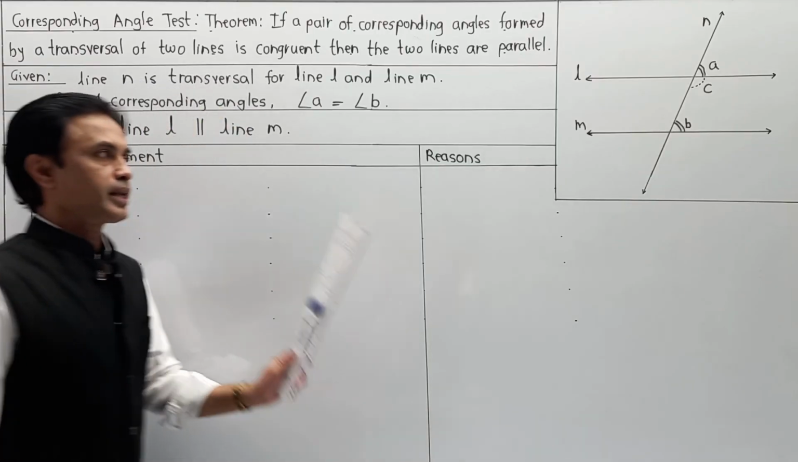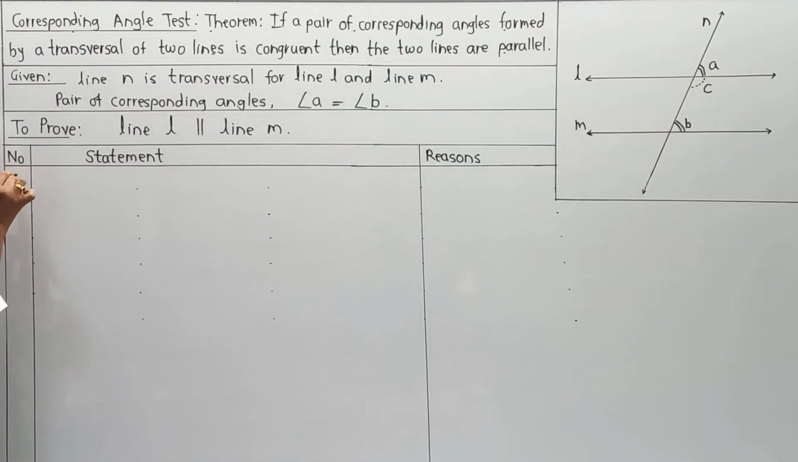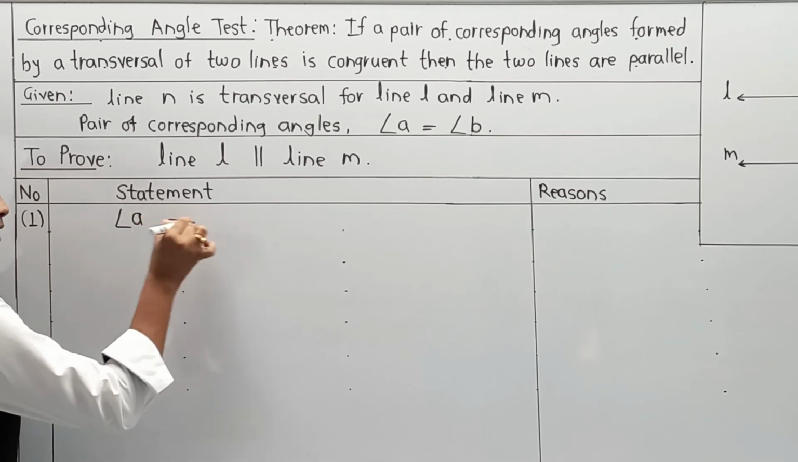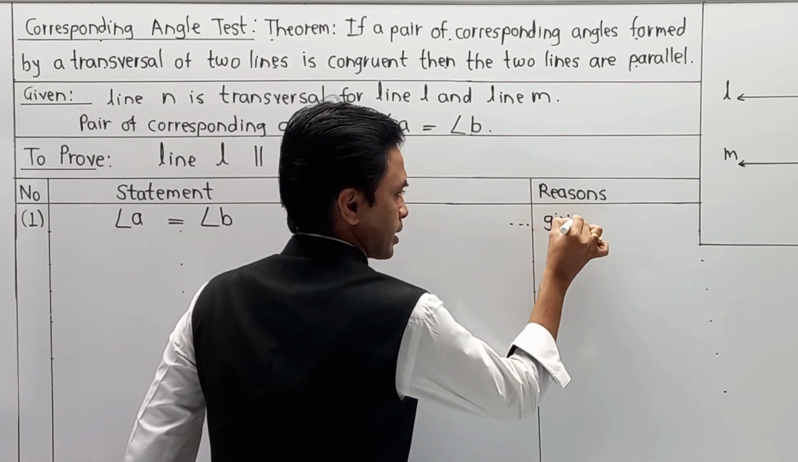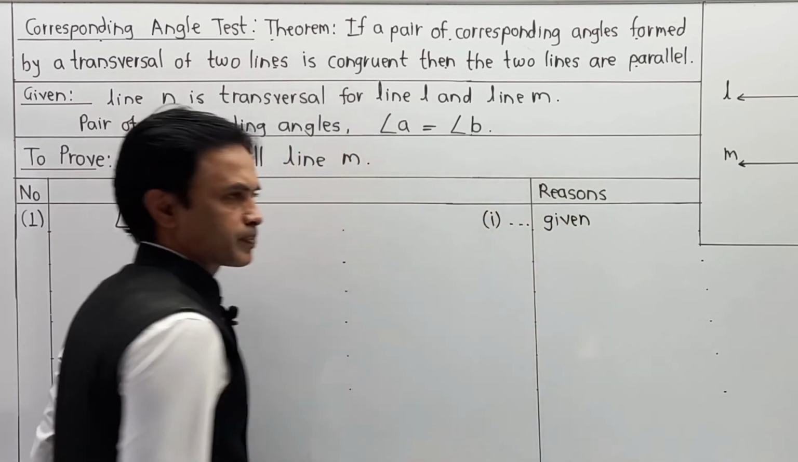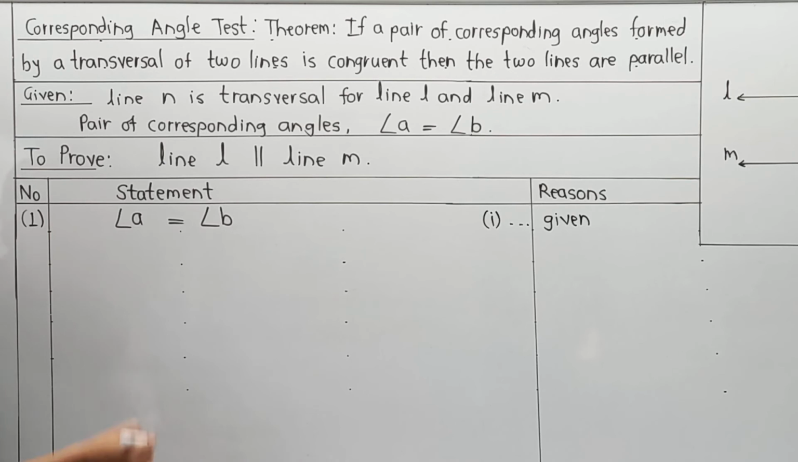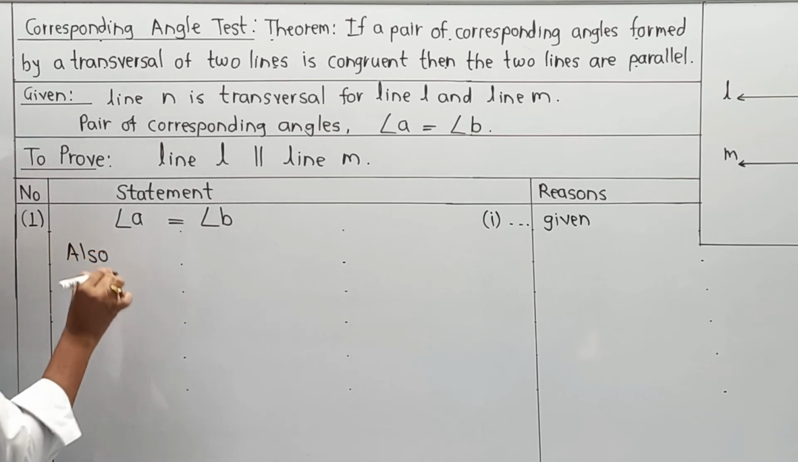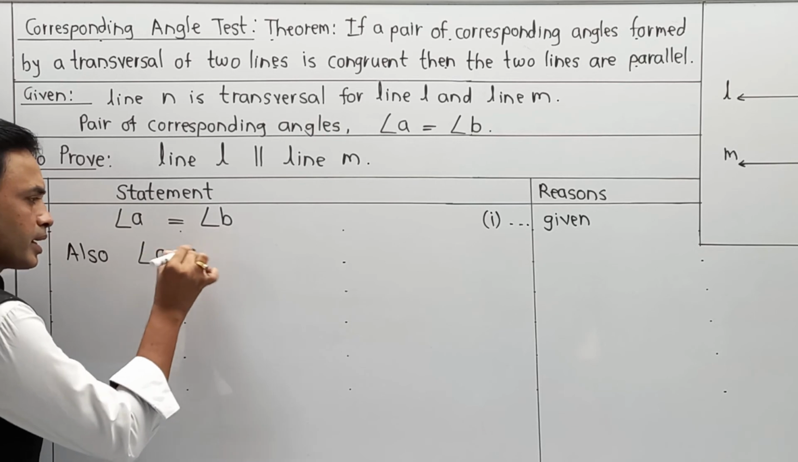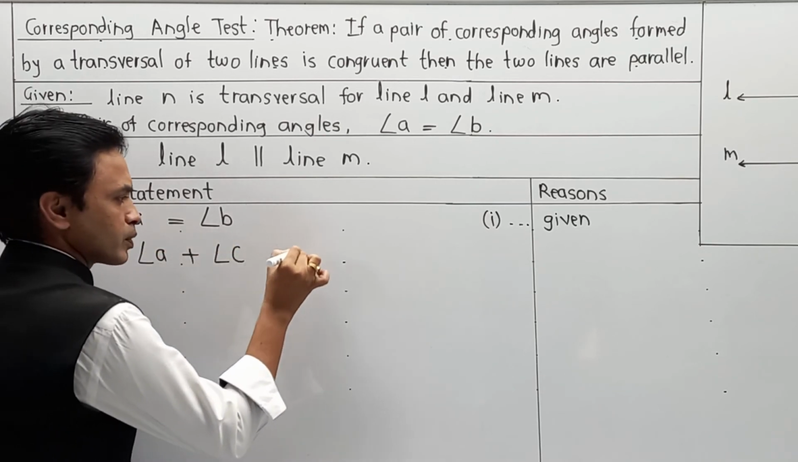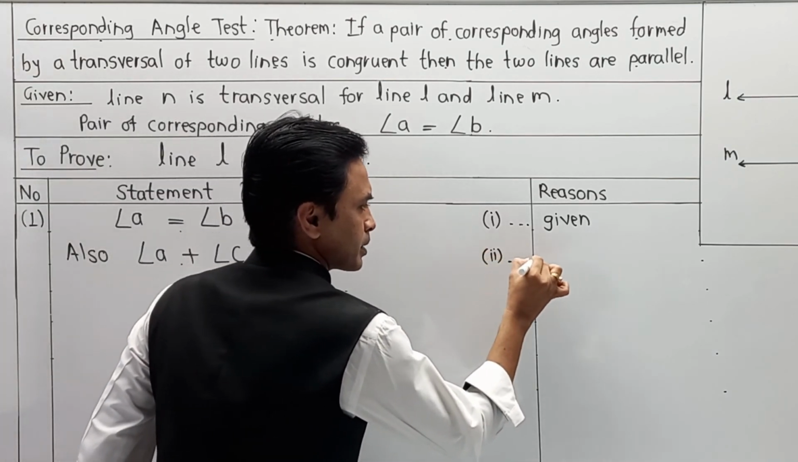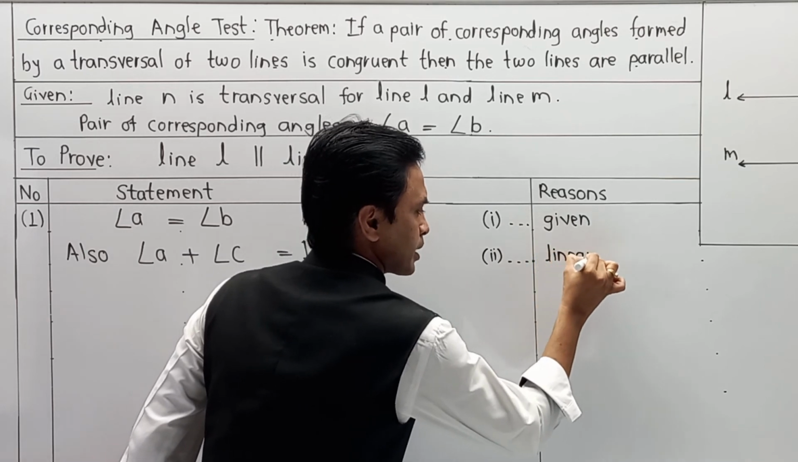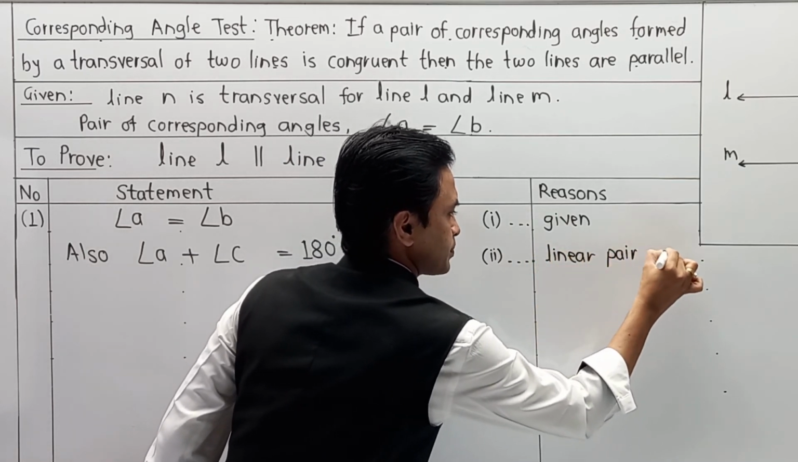So now I am writing that proof. First, they have given angle A equal to angle B. Angle A is equal to angle B. This is given, so I am going to write it as given, and I am going to call it equation number 1. Now, as per the diagram, I am going to write the second part. Also, angle A plus angle C is equal to 180 degrees. I am going to call it equation number 2, and the reason is linear pair angles.